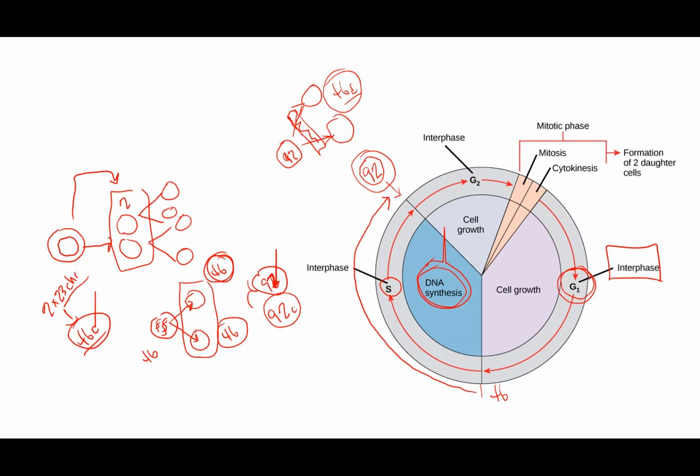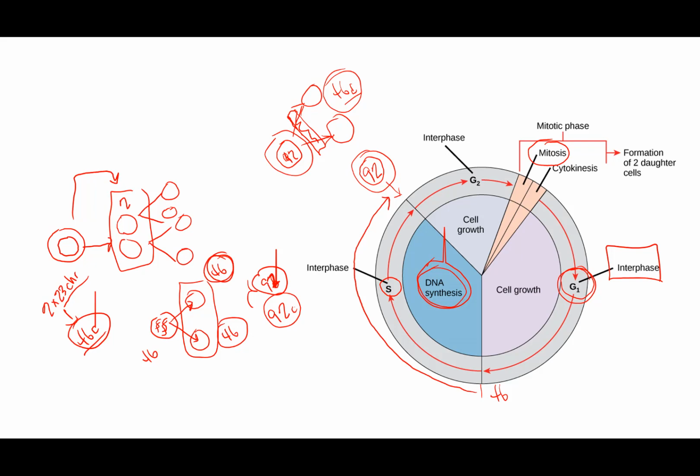Then after that, while the cell has now divided its own DNA, it will go through a series of steps that lead to something we call mitosis. Mitosis is the action of actually dividing that one cell into two daughter cells.